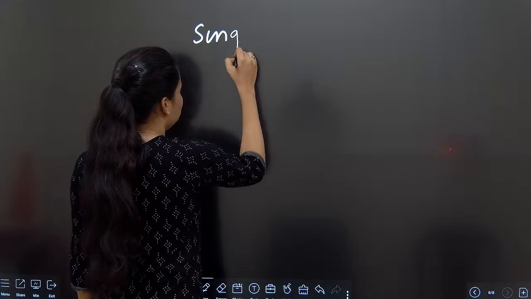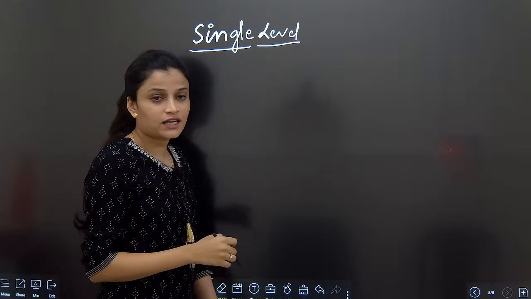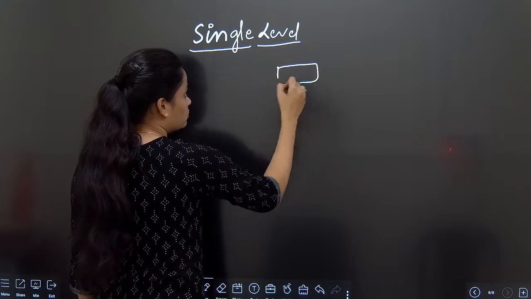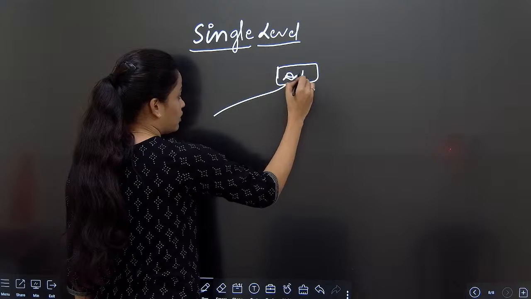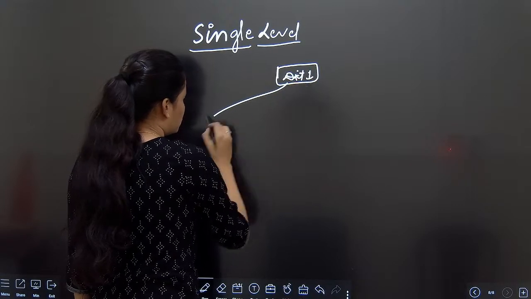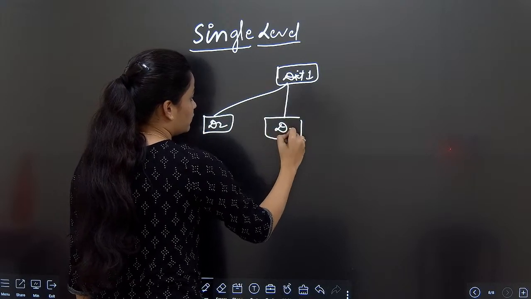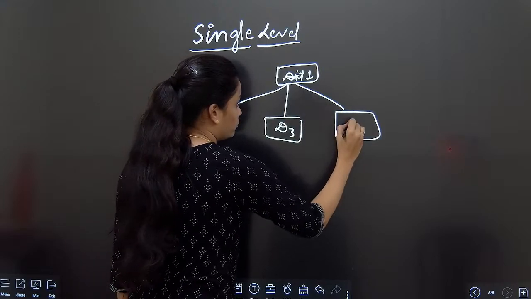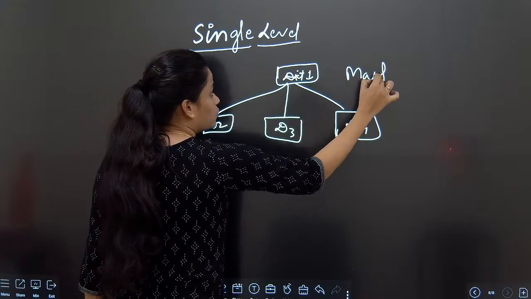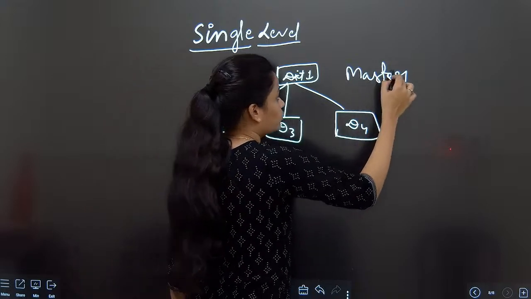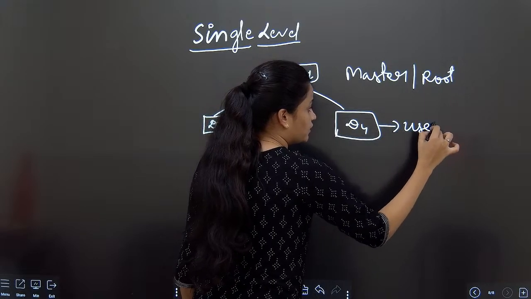First one is single level directory. What happens in single level directory? Okay, this is a database or directory 1. So in this directory 1 we have directory 2, directory 3, directory 4. This is the master file directory, root node, or master or root directory. And these are user level directories.